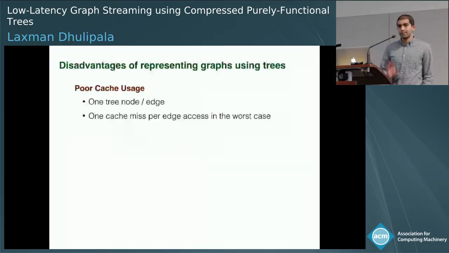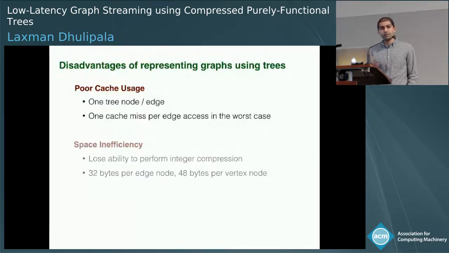However, it's not entirely a bed of roses. There are some disadvantages to using this naive proposal as I've outlined so far. The first is that if we represented graphs using just purely functional trees in this way, we would suffer very poor cache performance. Because we're storing a single tree node per edge, on a graph with a few 100 billion edges, we're going to suffer basically a single cache miss per edge. And that's going to cause a significant performance hit.